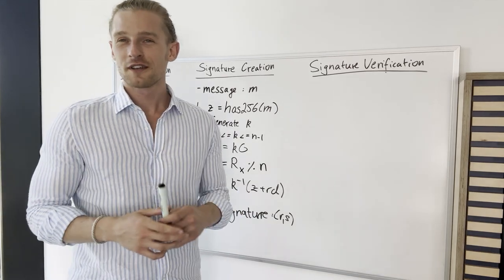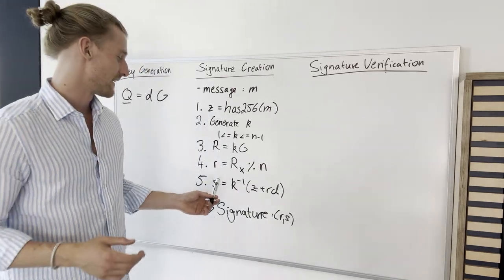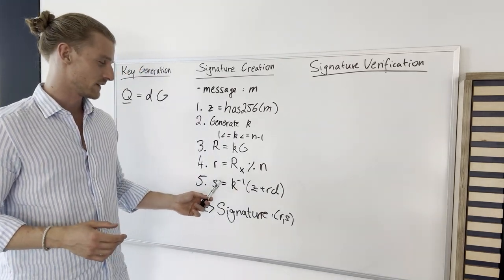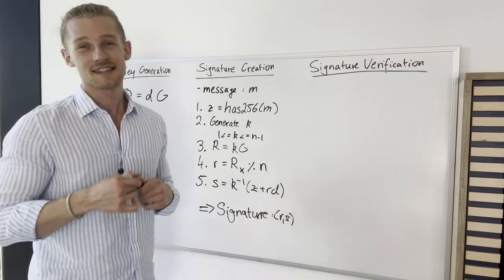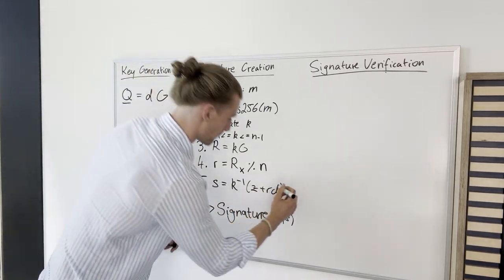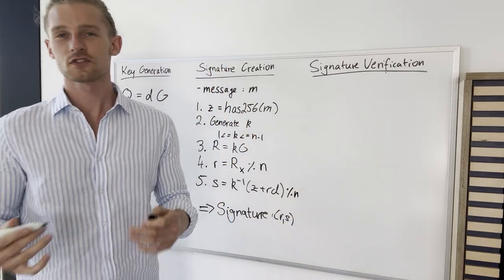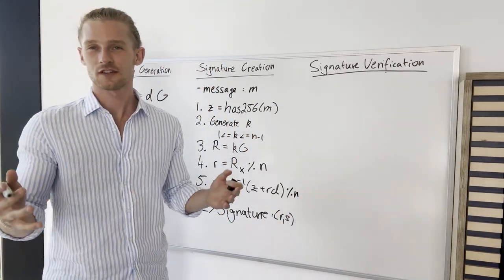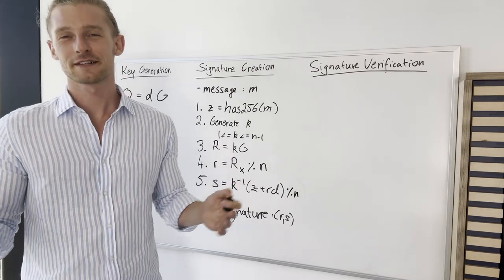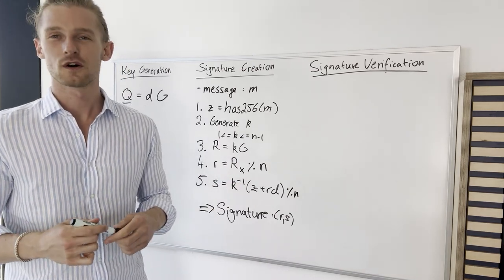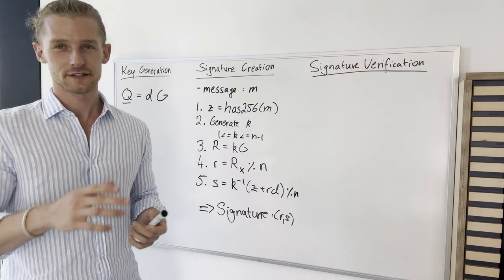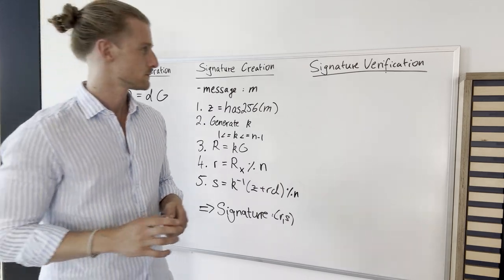Just before we move on, I just realized that in the final step, step 5 here, the computation of S technically also has to be done modulus n. This is once again just to ensure that we stay within the range of allowed finite field values for our elliptic curve over the finite field that Bitcoin uses.